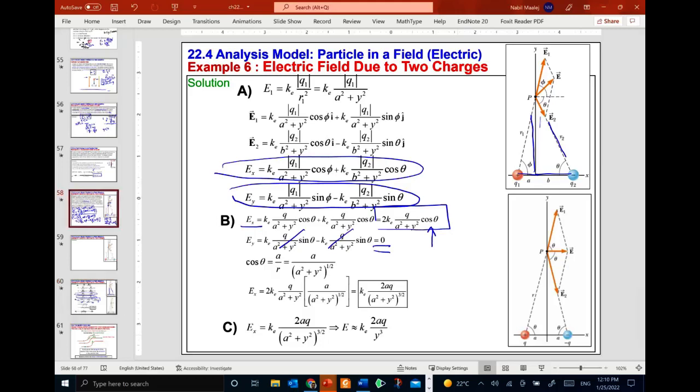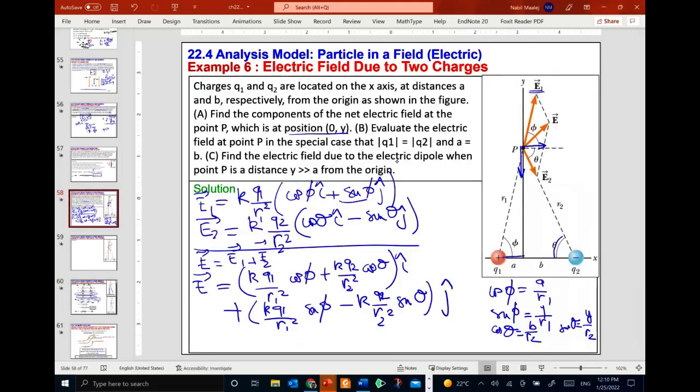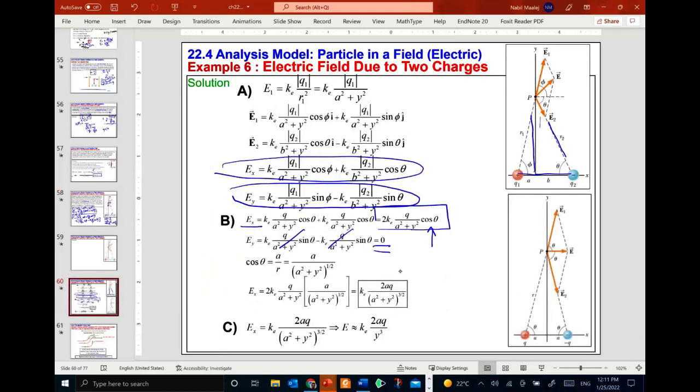All right. The next question is, find the electric field due to the electric dipole when point P has a distance y much larger than A. So when the distance y is much larger than A, this is the equation. Here, cosine theta is A over R, and R is equal to the square root of A squared plus Y squared. So we replaced it here, and we have rewritten this equation.